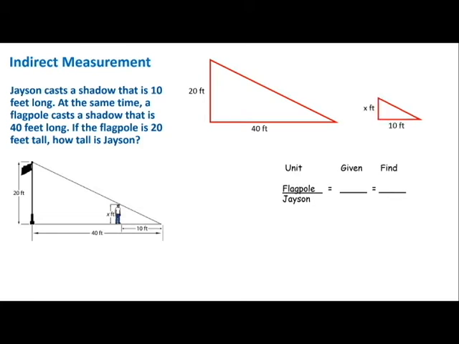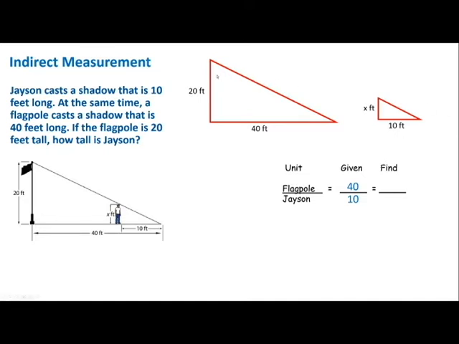Jason and his shadow. The problem says his shadow is 10 feet long. The flagpole shadow is 40 feet long. If the flagpole is 20 feet tall, how tall is Jason? We have different pieces of information this time, but we're still comparing a flagpole to a person. Are we given the people and the flag, or the person and the flagpole, or are you given the shadows? Well, hopefully you realize that you are still being given the shadows, 40 to 10.